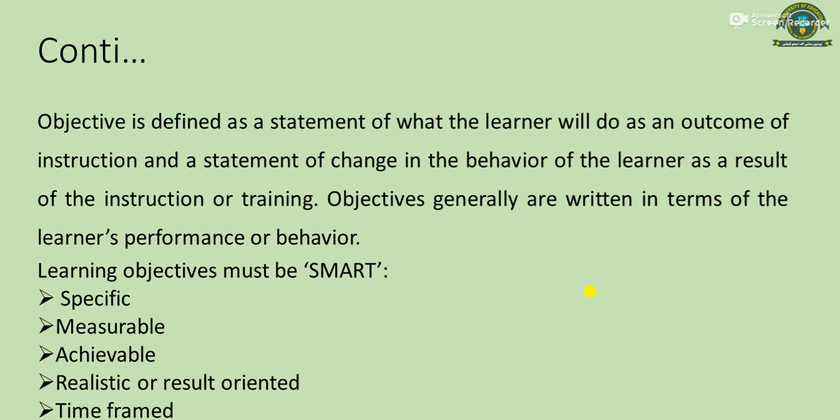Then achievable, it means that they can be achieved easily. They should not be so high to achieve. They should be achievable for the students. They should not be too high. Then realistic or result oriented. Then the objectives should be realistic.